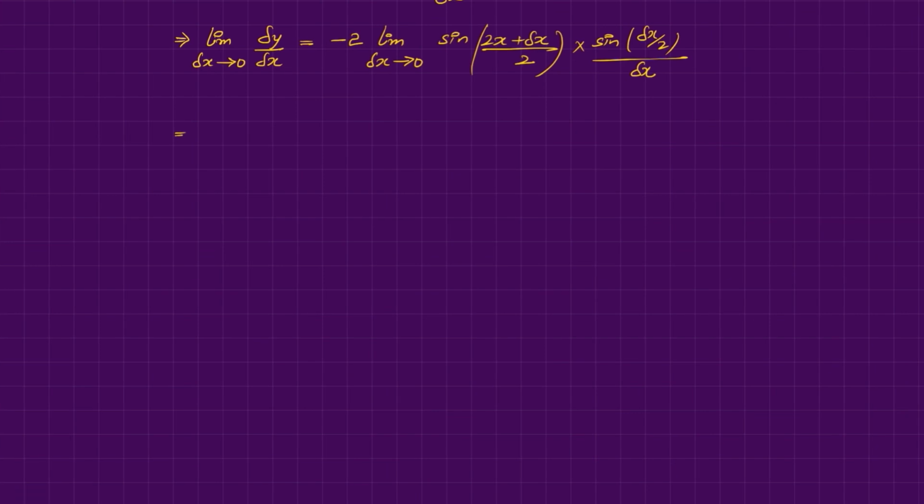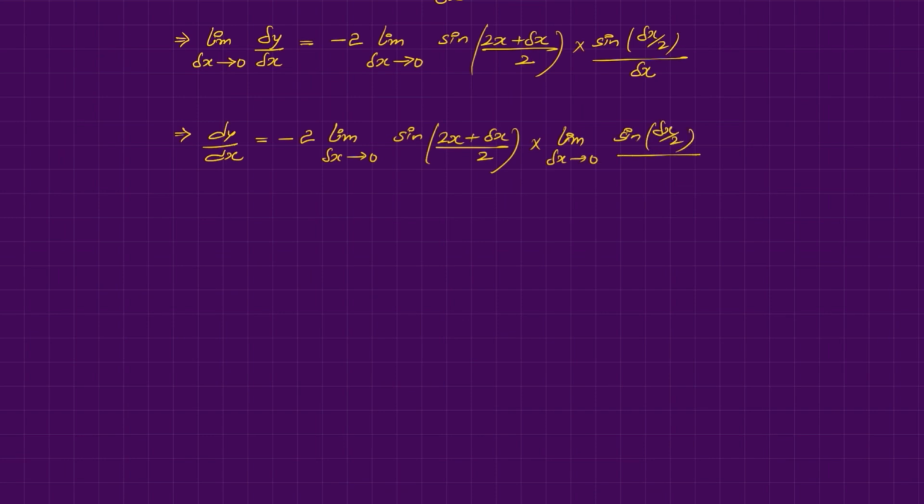So this implies dy over dx equals minus 2. Now let me distribute this limit. It will be limit delta x tends to 0 of sine of (2x plus delta x) over 2 into limit delta x tends to 0 of sine of delta x by 2 over delta x. Now as you can see, the angle is delta x by 2, so let me make delta x by 2 here by dividing by 2 and multiplying by 2.